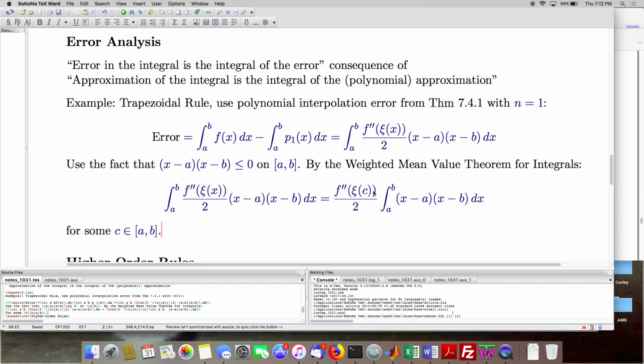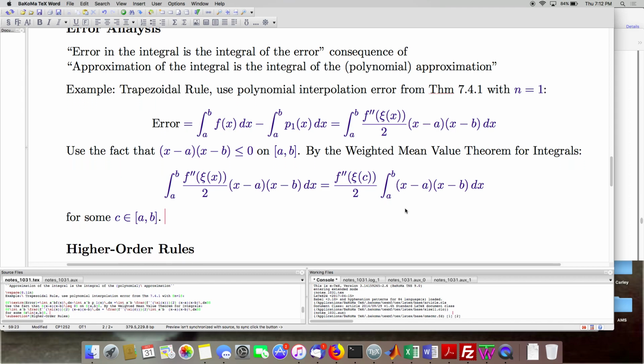So in exchange for evaluating this, now this point was already unknown. So plugging an unknown point in for x just keeps it as unknown as it always was. Nothing's really changed here. So whatever's plugged into f double prime, it's some unknown point in AB. But now look at what's left: x minus a, x minus b. Well, that's known. So that's an integral we can actually evaluate.